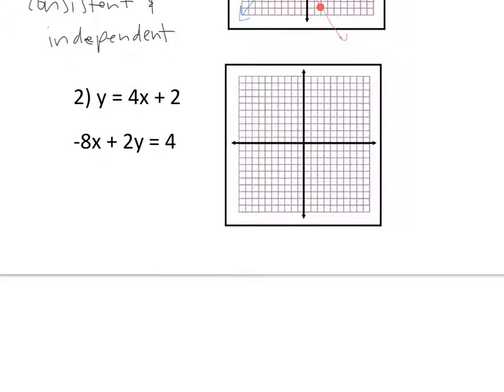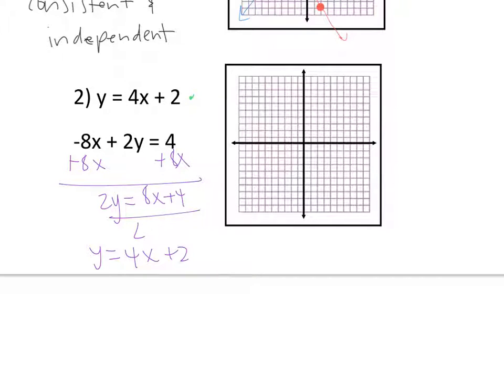Now let's take a look at number 2. I'm going to graph these equations. The first one appears to be fairly simple because it's already in slope-intercept form, so I will graph that one in green. The second equation I will make in purple, but I actually have to rewrite it to slope-intercept form before I can graph. So I will move the 8x over and get 2y equals 8x plus 4. Divide by 2, so I get y equals 4x plus 2, and that one will be in purple.